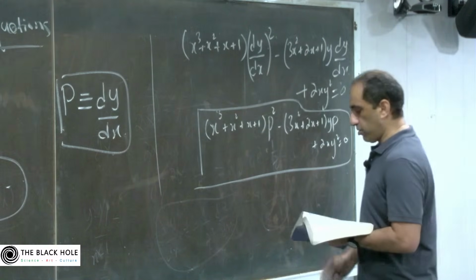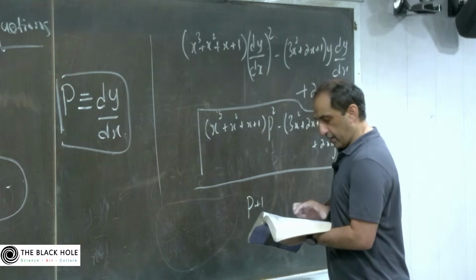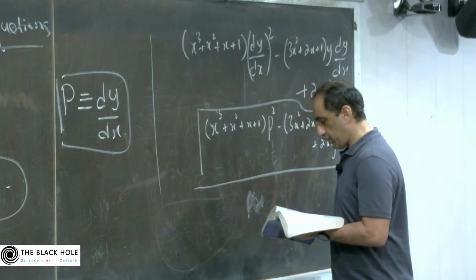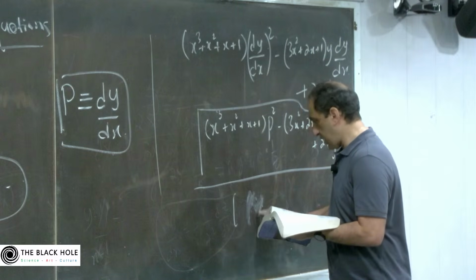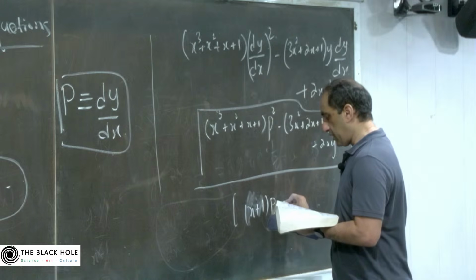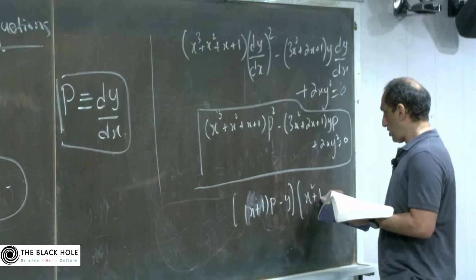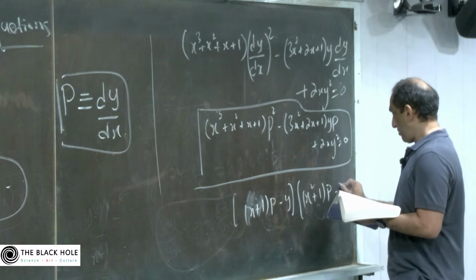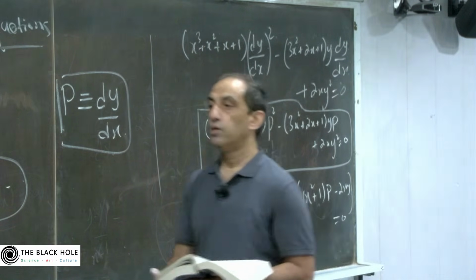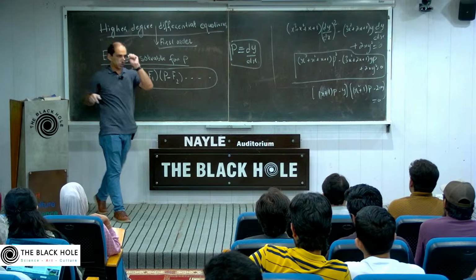Okay, so the guy says that this can be written like this. So let me write it down and I'll give you 5 minutes. This is what it is: (x plus 1)p minus y, times (x squared plus 1)p minus 2xy, is equal to 0. This is how it can be factorized. So I give you 5 minutes to convince yourself that this factorization is correct.